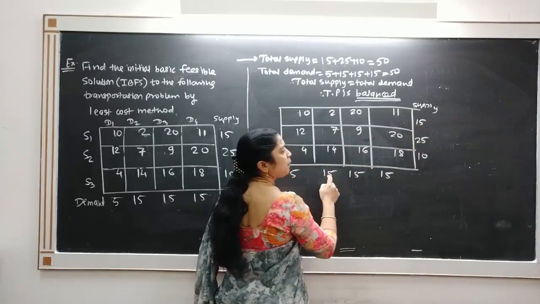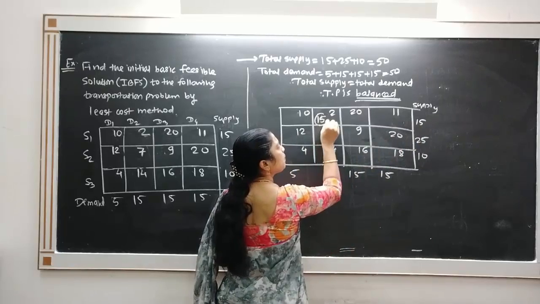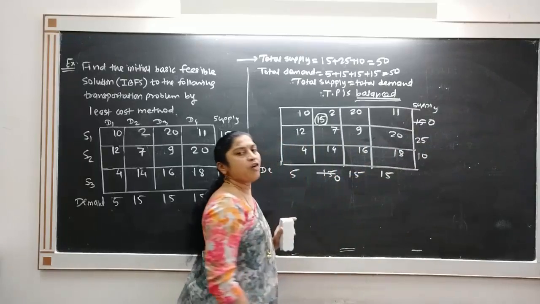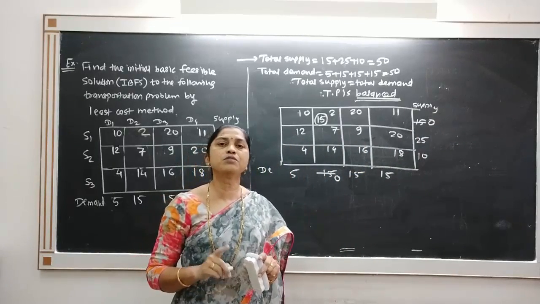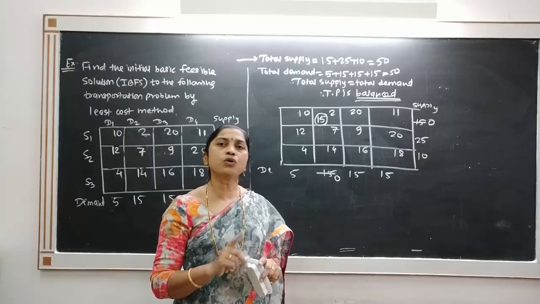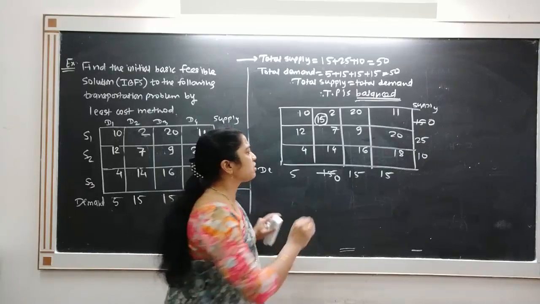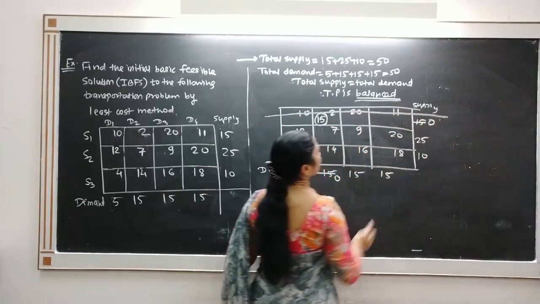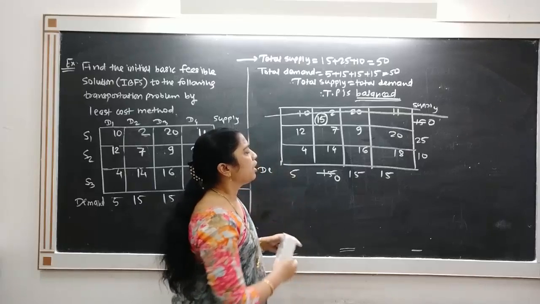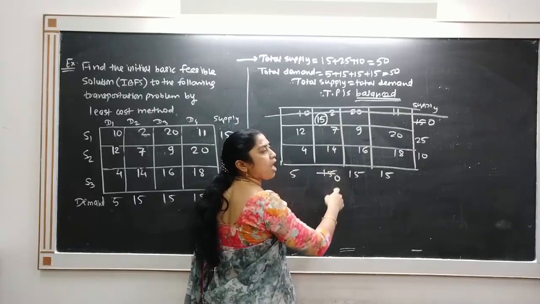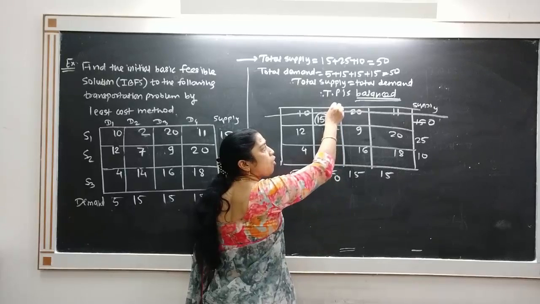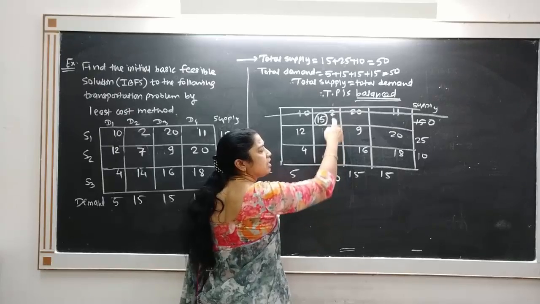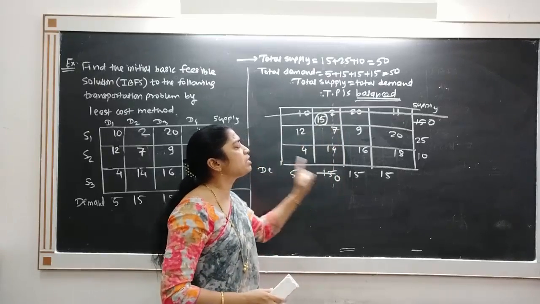Minimum of 15 and 15, that is 15. So allocate 15. This becomes 0 and supply also becomes 0. When both supply and demand become 0 simultaneously, cross out either row or column. I will cross out this row having supply 0. Remember that this column has supply 0, so observe this column. Though we haven't cancelled it, this column is not present for us now.